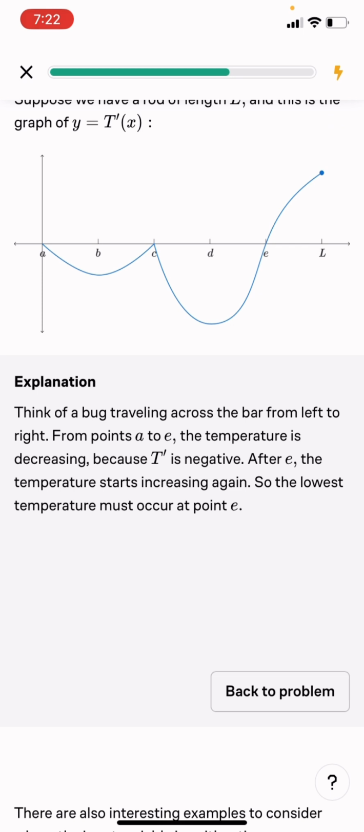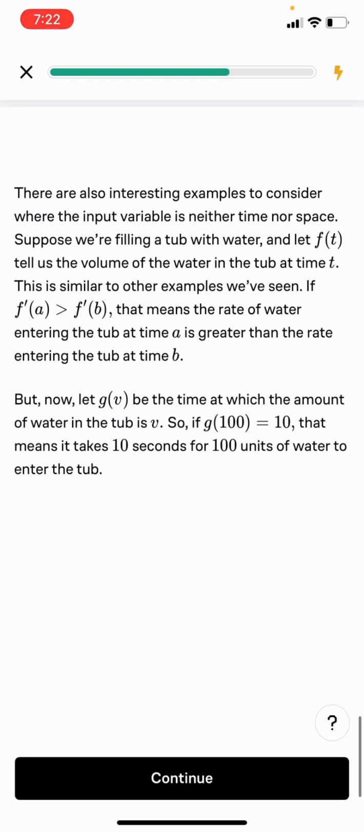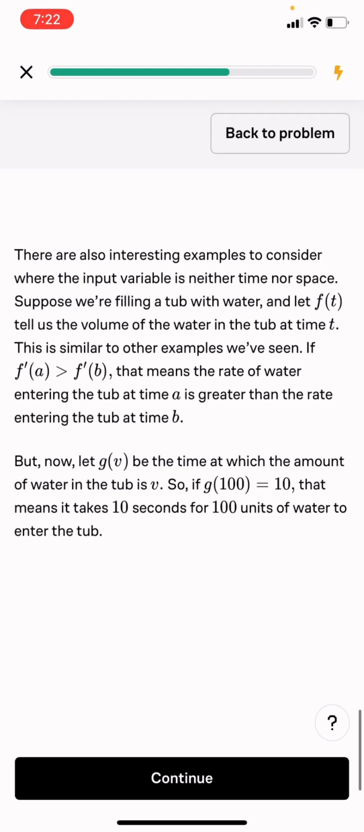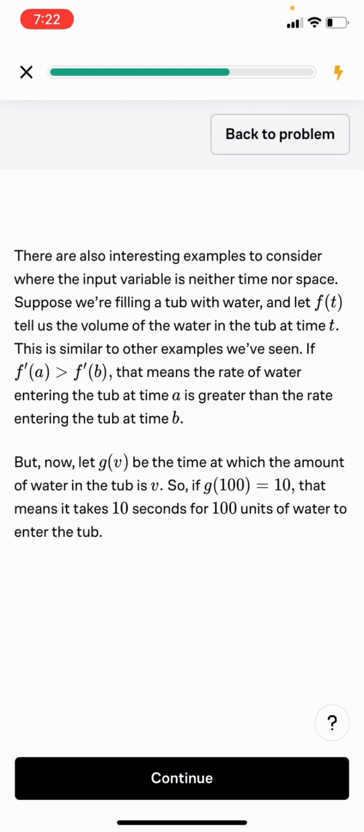Or after it increases. There are also interesting examples to consider where the input variable is neither time nor space. Suppose we're filling a tub with water, and f of t tells us the volume of the water in the tub at time t. This is similar to other examples we've seen. If f prime of a is more than f prime of b, that means the rate of water entering the tub at time a is greater than the rate entering the tub at time b.